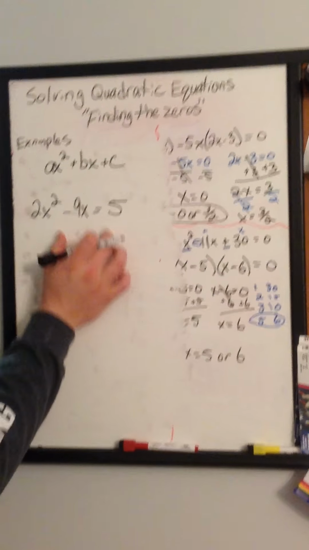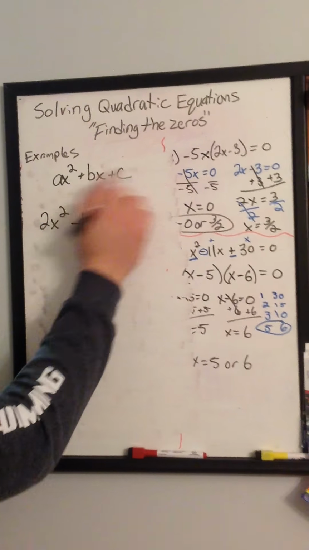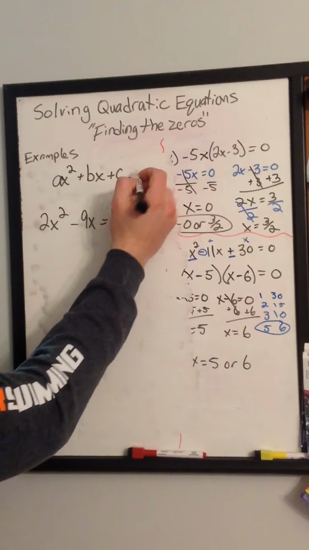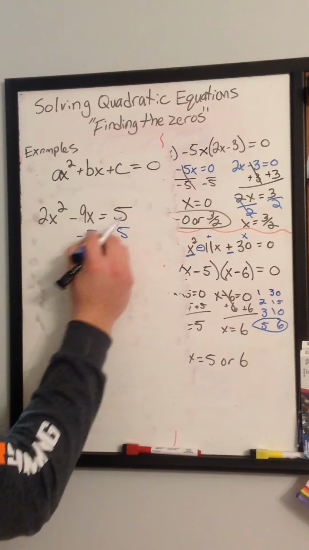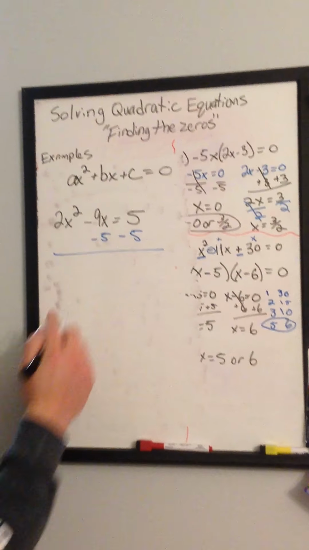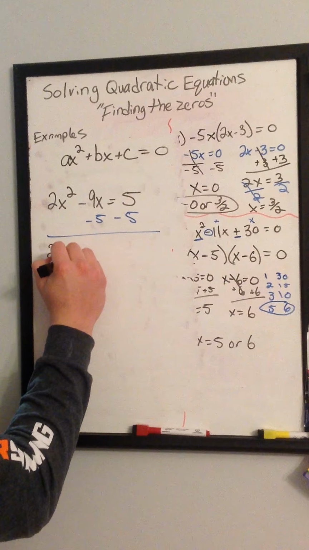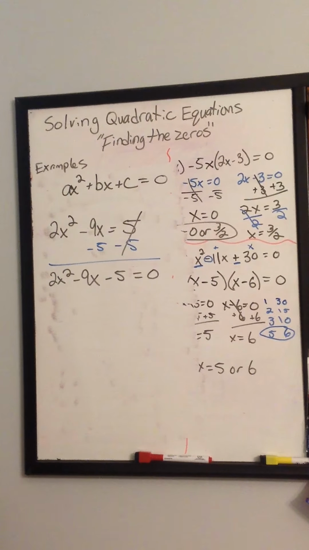In order to solve something like this, we need to set it into standard form, okay? And then we're going to set the standard form of the quadratic equal to 0. So the first thing we want to do is make this look something like this. Since we have this 5 on the other side of the equal sign, we're going to bring that over to the left. So we're going to subtract 5 from both sides first. In doing so, we end up with 2x squared minus 9x minus 5 is equal to 0, seeing as 5 minus 5 is equal to 0.